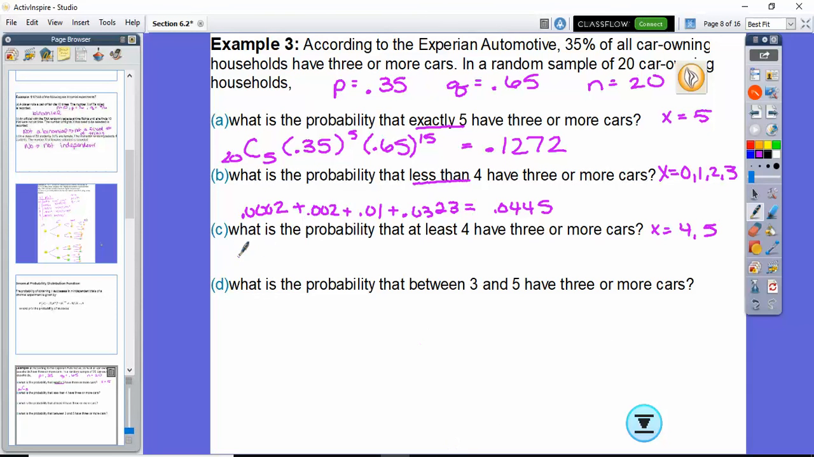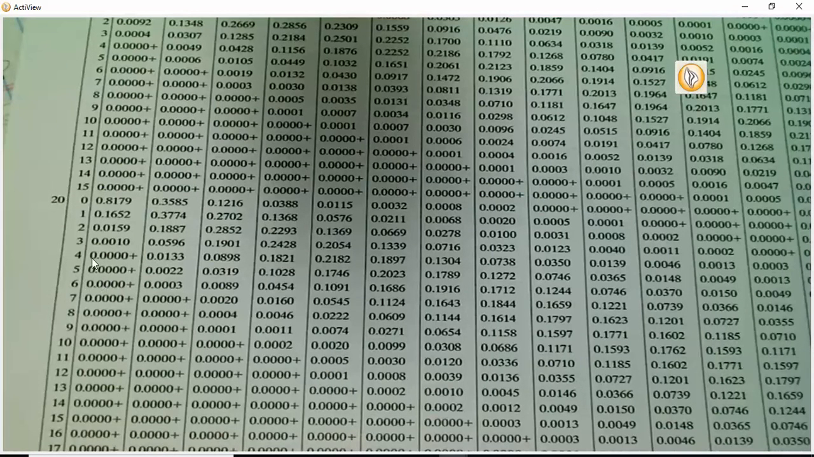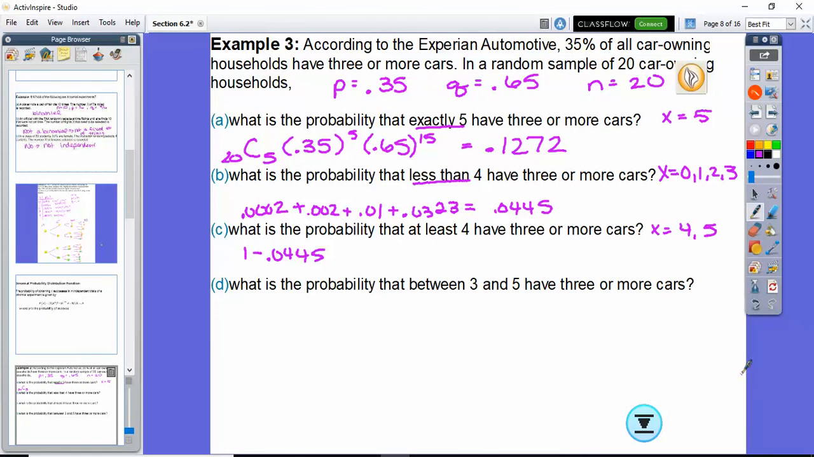1 minus. Yeah, you have 2 options. You could do 1 minus what we just found because those are complements, or you could look at your table and add up your 4 and your 5, whichever column I was in, and get it that way. So either way, we get our answer, and it is what? 0.9555. Okay, D, what's the probability that between 3 and 5 have 3 or more cars?